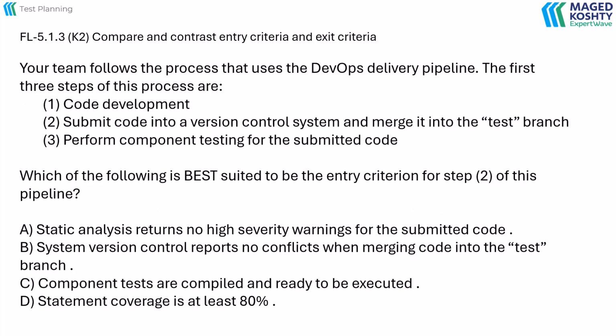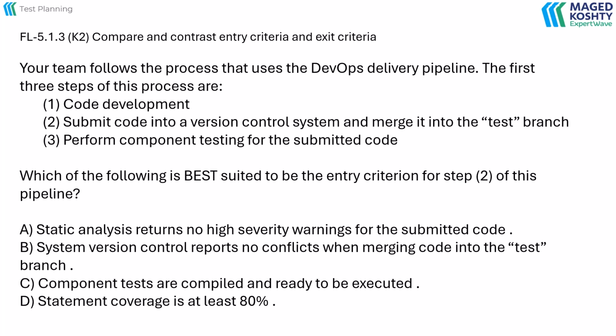Second question. It would save you time if you start by reading the main question in the body of the question instead of reading this long question. Which of the following is best suited to be the entry criterion for step 2 of this pipeline? Step 2 is submit code into a version control system and merge it into the test branch. So, we are looking for an entry criterion for submitting code in a configuration management system.